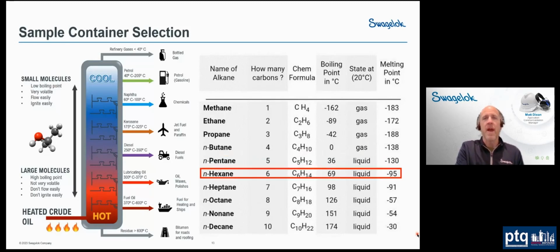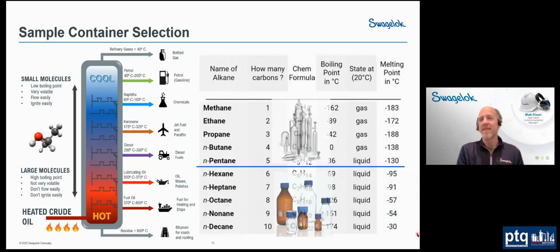Compare that to hexane, the one below it. We've got a temperature of 69 C. At 69 C, really no place in the world gets up to 69 C, or at least I hope not. So that one would be considered a non-volatile liquid. So that's about where we would draw the line, that hexane pentane line.